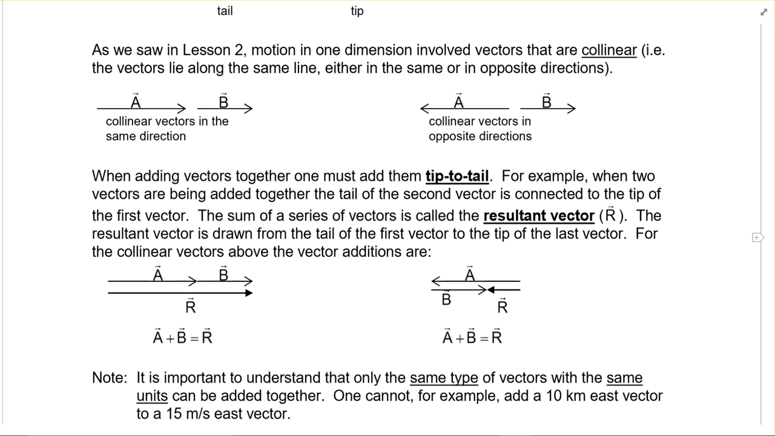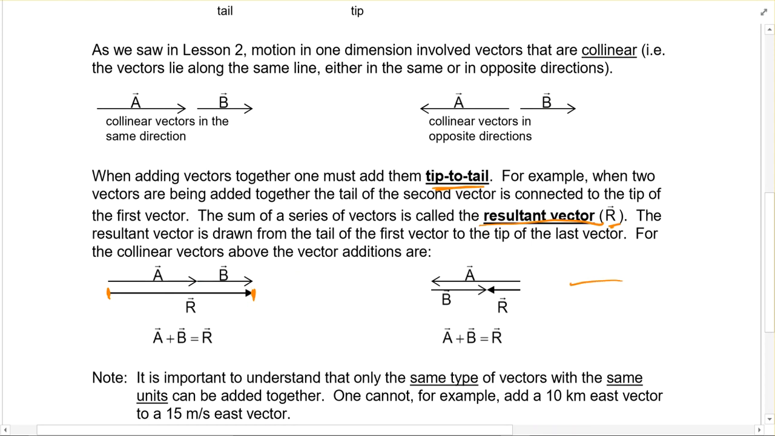All right, so when adding vectors, this is important, we add them tip to tail. So what I mean by that is, let's say we've got vector A and vector B down here. You can see that the tail of vector B is attached to the tip of vector A. And then that's how we add them. And then the resultant vector, we make that an R. That's going to be from where you started to where you ended. And we just draw that like that.